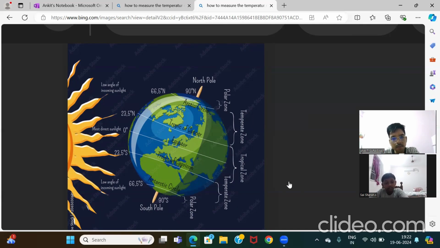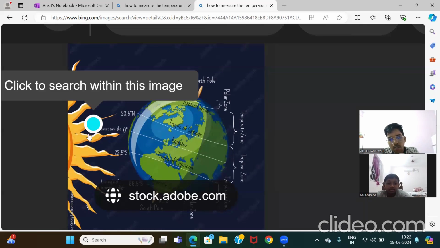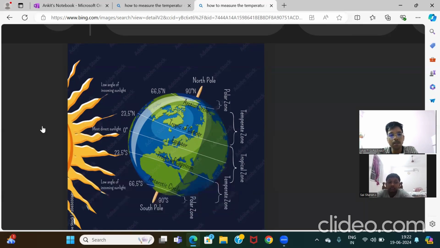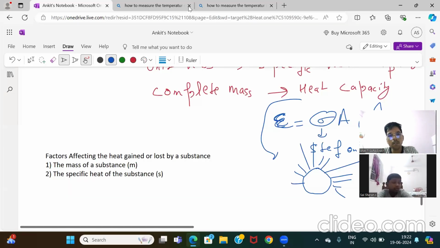You can see there is direct sunlight at the equator. That is why those countries which are on the equator, like Africa, have high temperatures. You will see the people there feel very hot. Those who live in the Arctic have very low temperatures. Understood? Now, is this point clear?